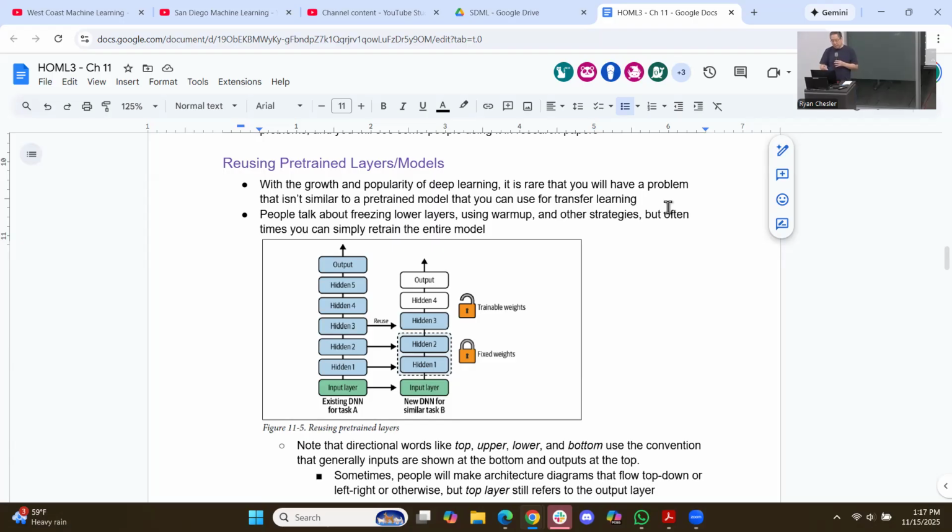But I think the best example is people take image models that were based on color images and classifying things like cars and people, and they use them on x-rays, and it actually works pretty well. So that's a case where we really are transferring to a fairly different problem.